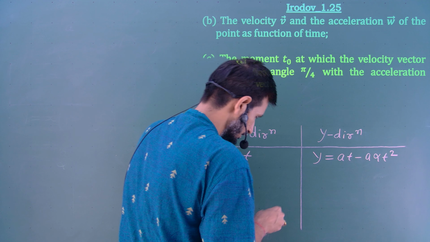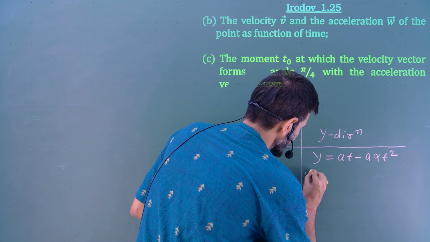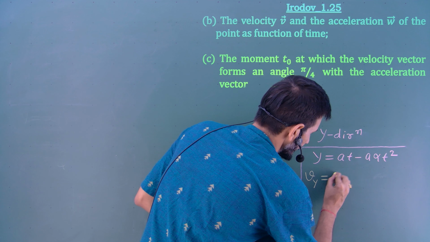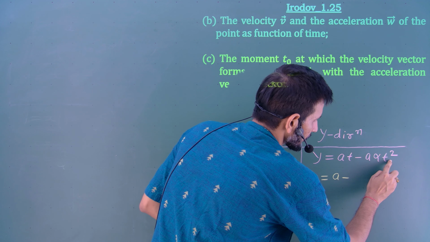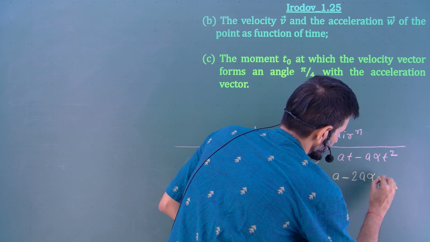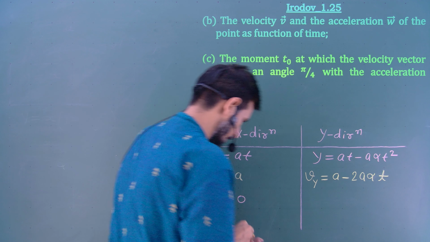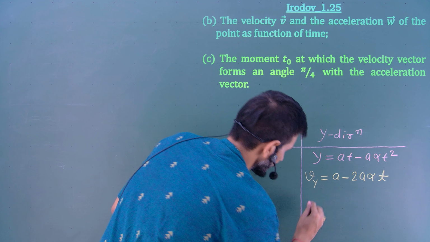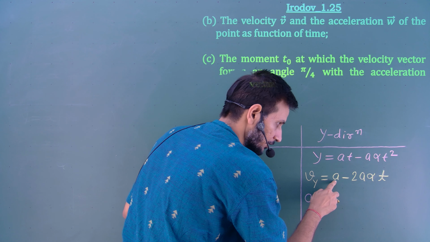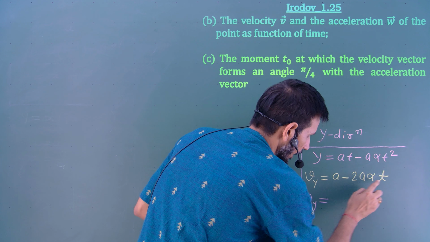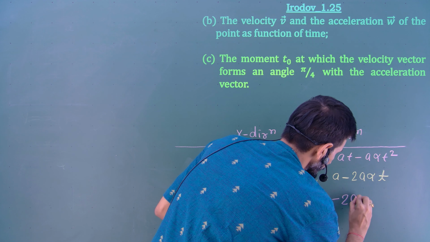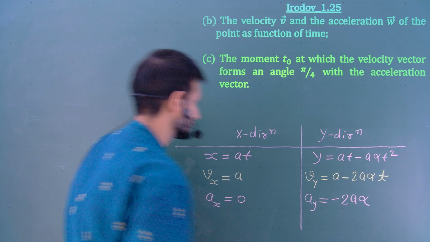Now differentiate the y part. So velocity in the y direction: differentiation of t is 1, so a, minus differentiation of t square, which is 2t, so 2a alpha into t. Further differentiate this velocity. So acceleration in the y direction: differentiation of the constant is 0 and differentiation of t is 1. So acceleration is minus 2a alpha.